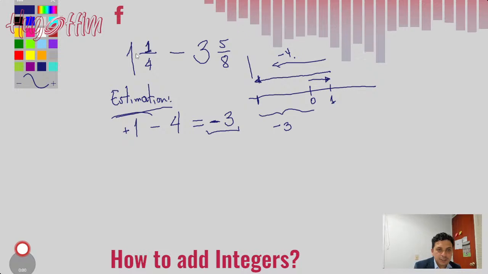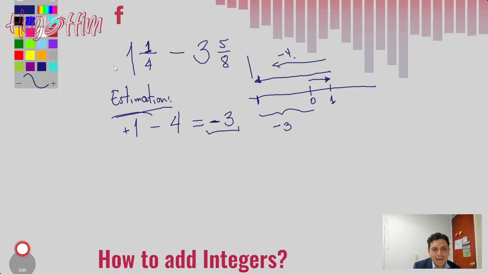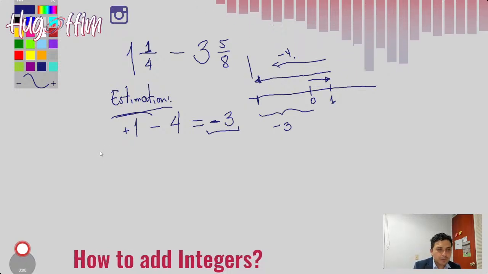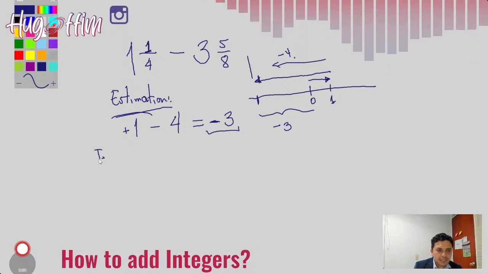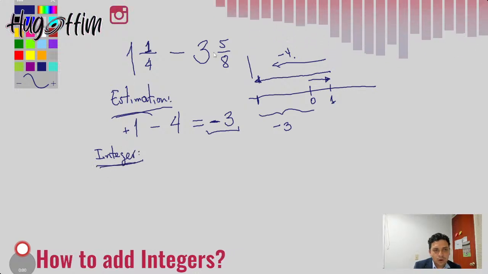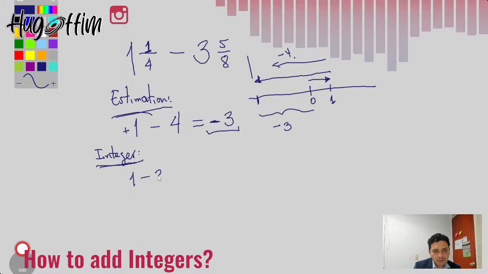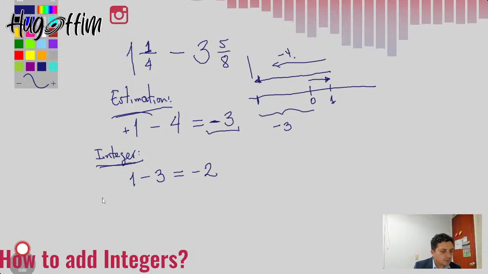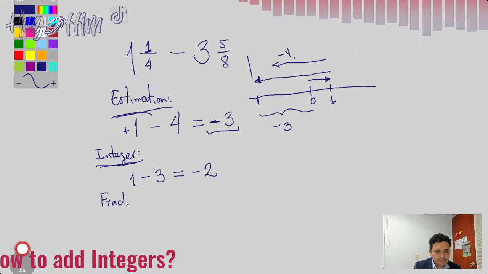After I got the estimation, I'm going to perform my operation, and I'm going to divide it in two parts. The first part is going to be the integers part. So I'm going to operate the integers, 1 and -3, 1 minus 3, in this case is -2, and now I'm going to perform the fractions part.